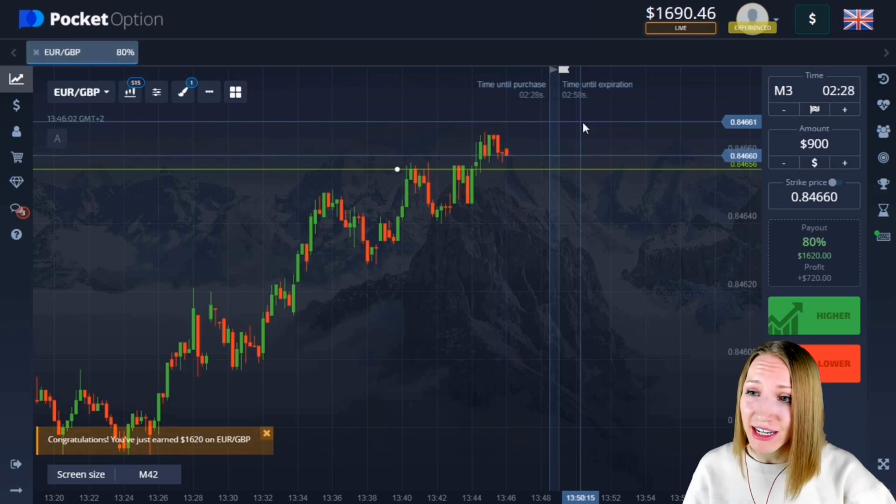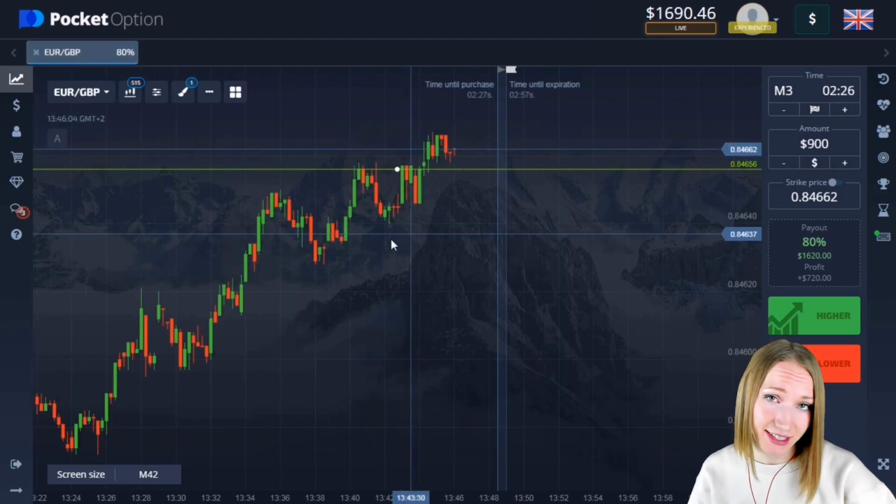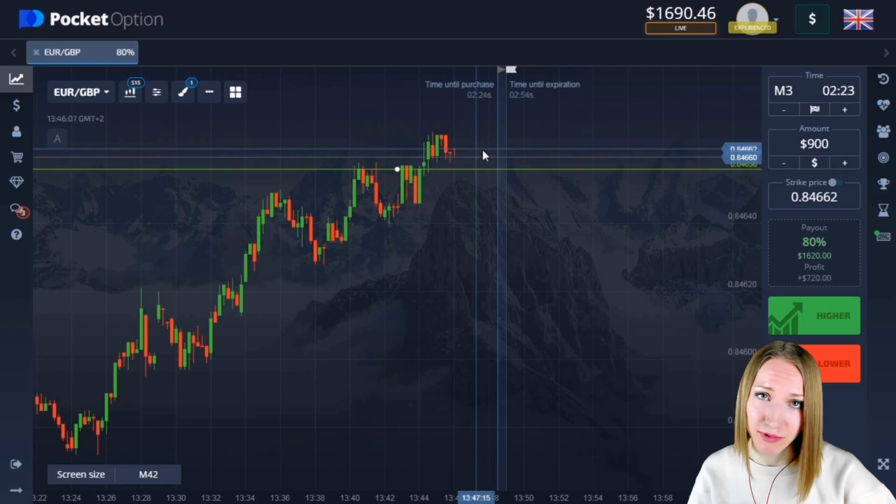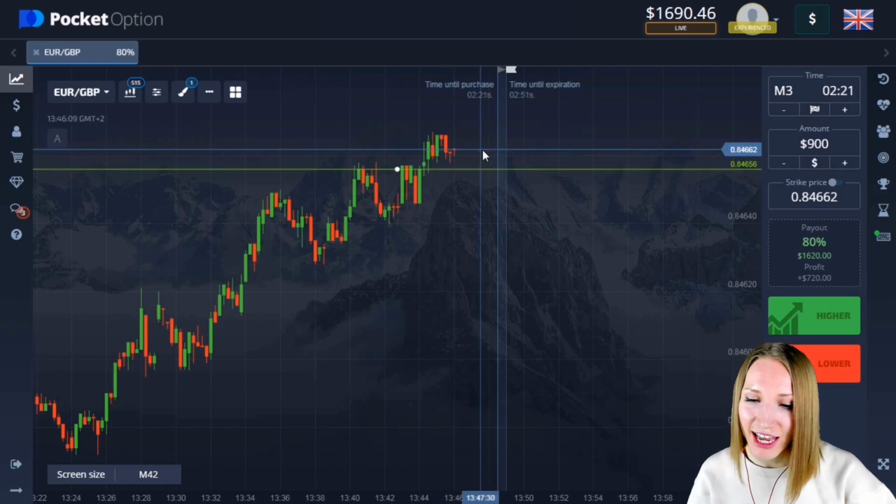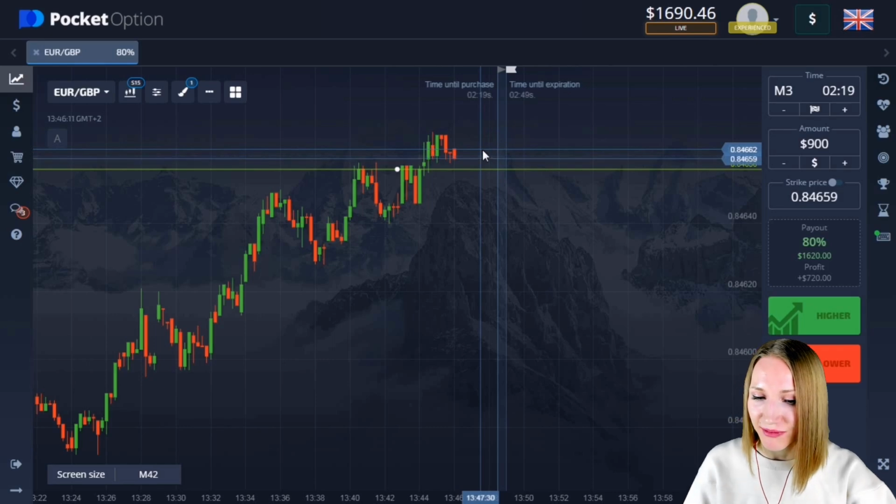Well, it's quite good. The price continued moving up and then the resistance level was broken through and it's brought us the profit. So let's continue and find another situation.